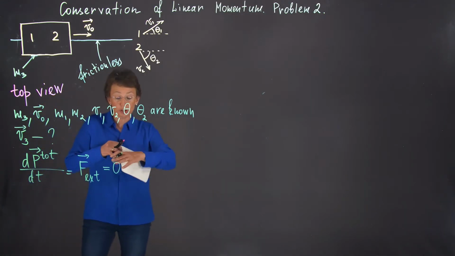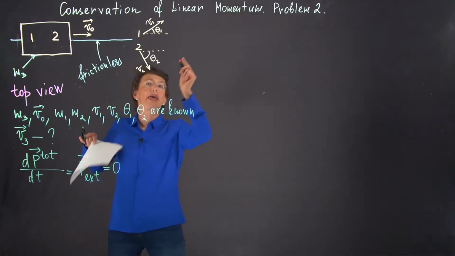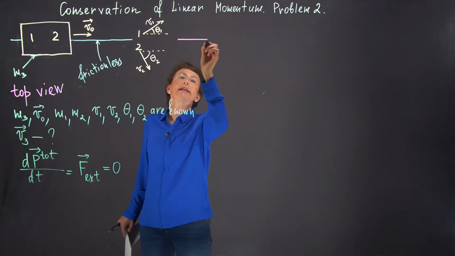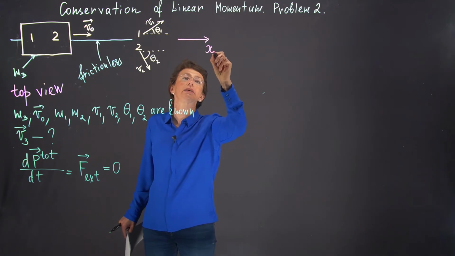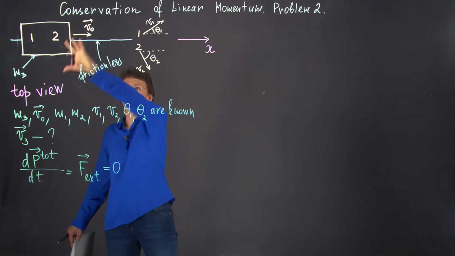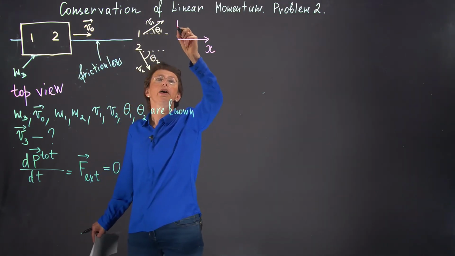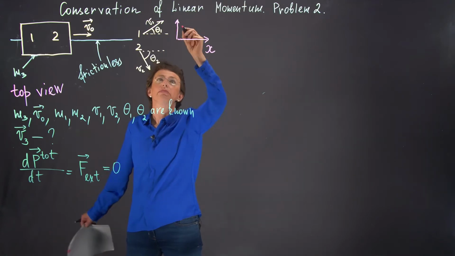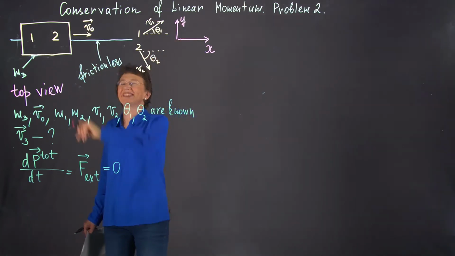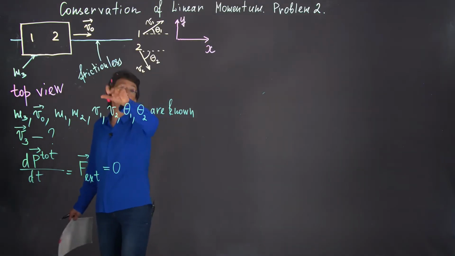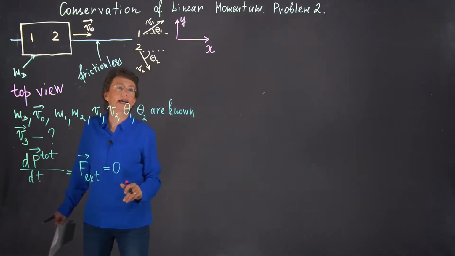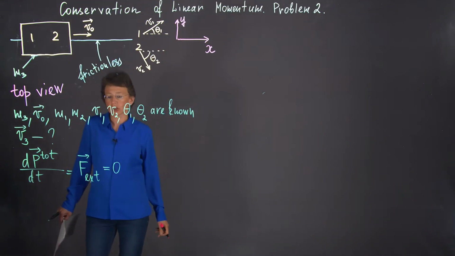But before I do that, I need my choice of x and y. Let my x be to the right. I remind us that this is top view. This is all happening on the plane. No, that's not a table. This is a sled. So this is top view. X is to the right. Y is in this direction.